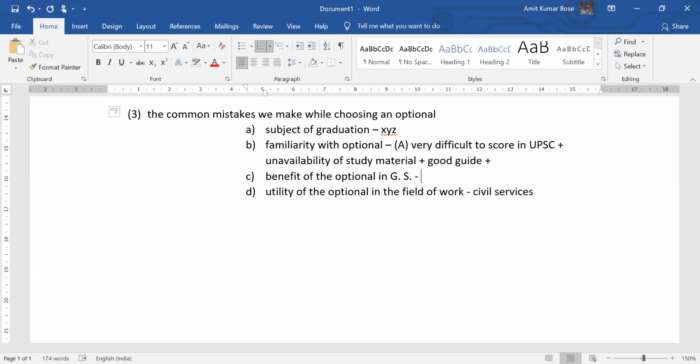We have seen people depending on these logics. This particular subject is going to help me tremendously during my job. Are you in a job already? Are you in the civil services already? No, na? You're in the process of cracking the examination. So think of that first. We don't consider the immediate task in hand. Rather, we start thinking about what will happen way later. That's what we do. So these logics actually don't hold good.